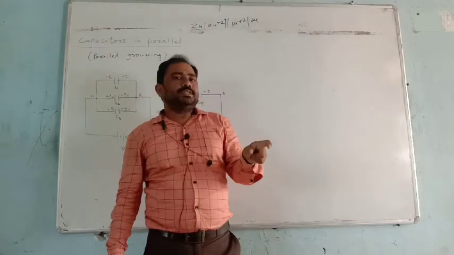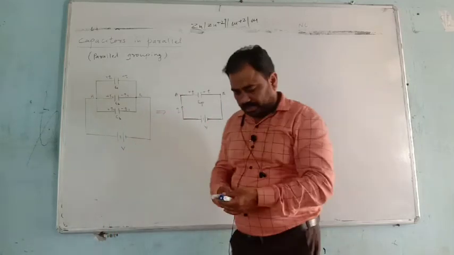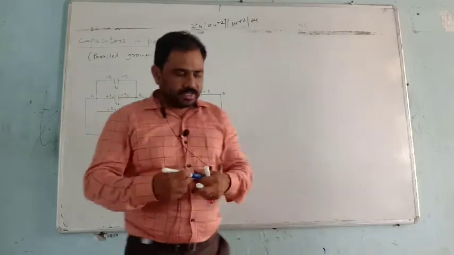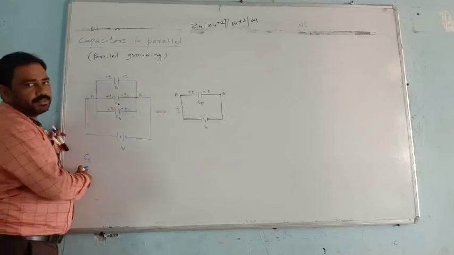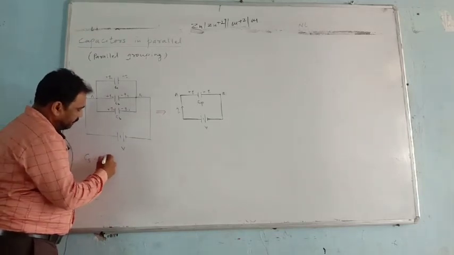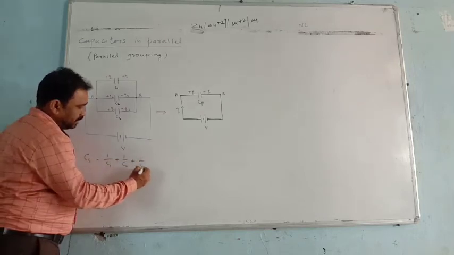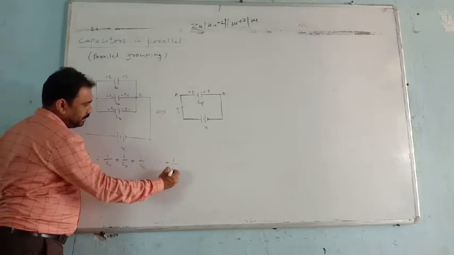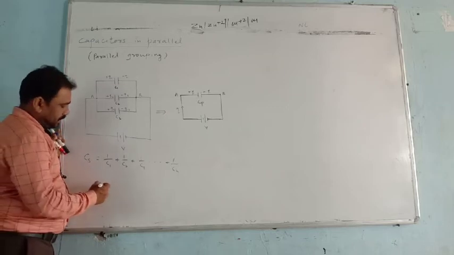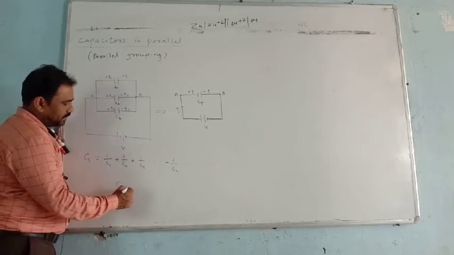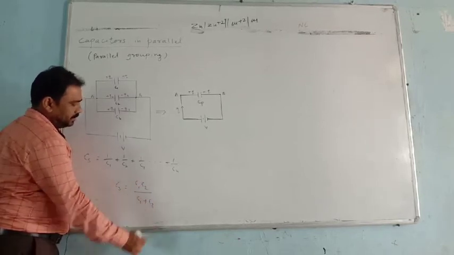So equivalent capacitance for series combination is represented by CS. We have already seen that CS, the equivalent capacitance for series combination, is exactly equal to 1 by C1 plus 1 by C2 plus 1 by C3 up to 1 by Cn. This is the formula to calculate equivalent capacitance, and I told you already CS is nothing but a product, C1 C2 upon C1 plus C2.